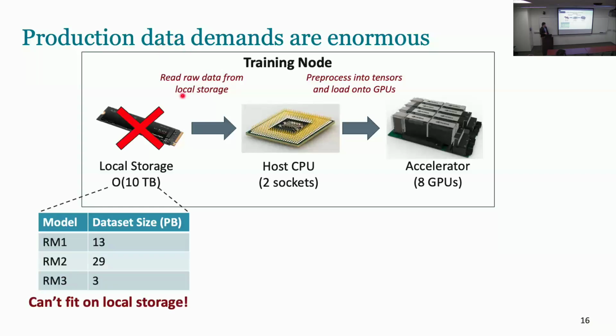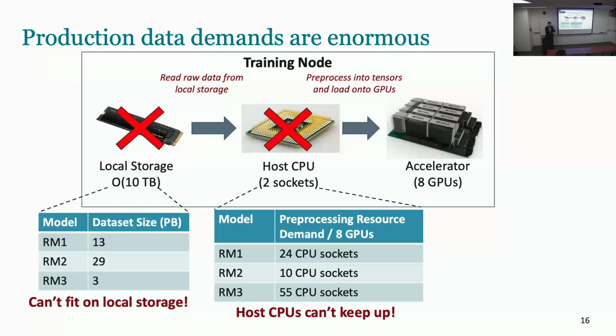Specifically, what you can see here on the bottom left is 3 production recommendation model datasets at Meta. And these datasets are tens, if not by now hundreds of petabytes large, and that just simply doesn't fit on a local disk. Secondly, your data processing bandwidth demands are enormous.